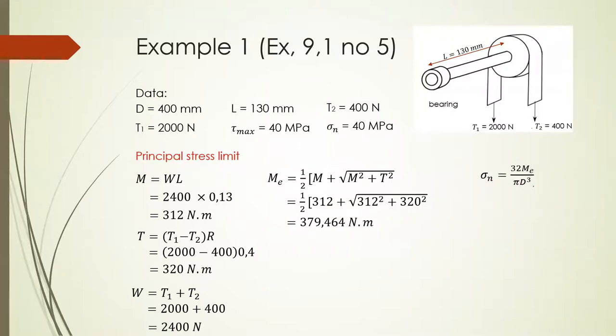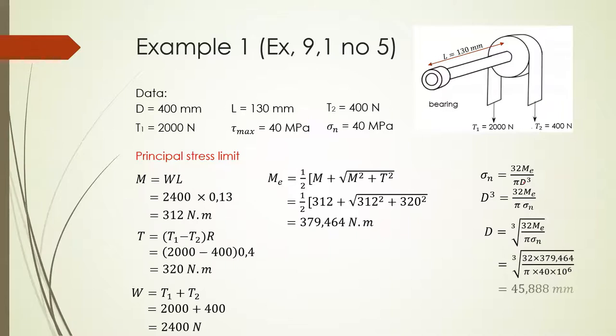Now we want to find the diameter. Here's the diameter we're looking for. We're going to substitute everything and make D the subject of the formula. D cubed is going to be like that. We're not going to be teaching manipulation of formulas, guys. But D is equal to the cube root of 32 ME over pi times the principal stress. Substitute all of the information there and you will get that your diameter is 45.88 millimeters. That is the first diameter that you are going to have.